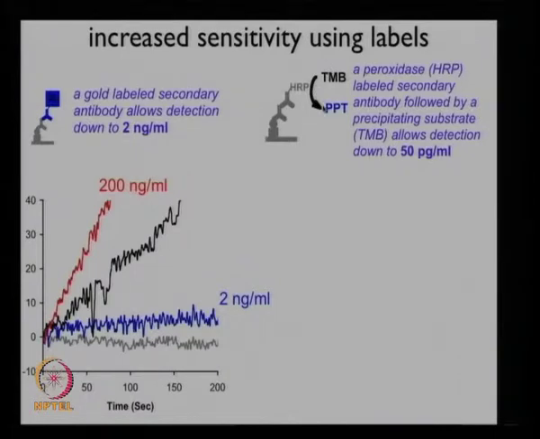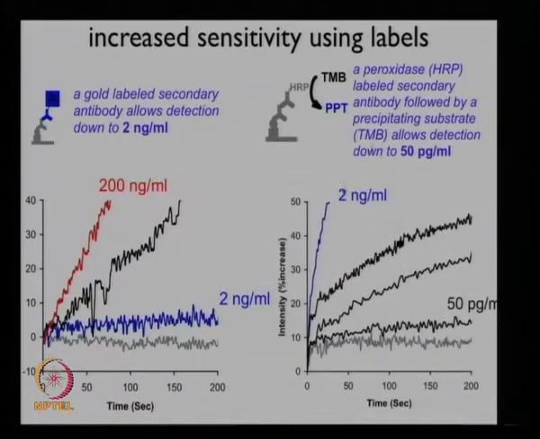If you do that, we can actually go down to 50 picograms per mil. You achieve much higher sensitivity. From 2 nanograms per mil here, and now 2 nanograms per mil is huge, and we go down to 50 picograms per mil. I think one can actually even tweak it further.